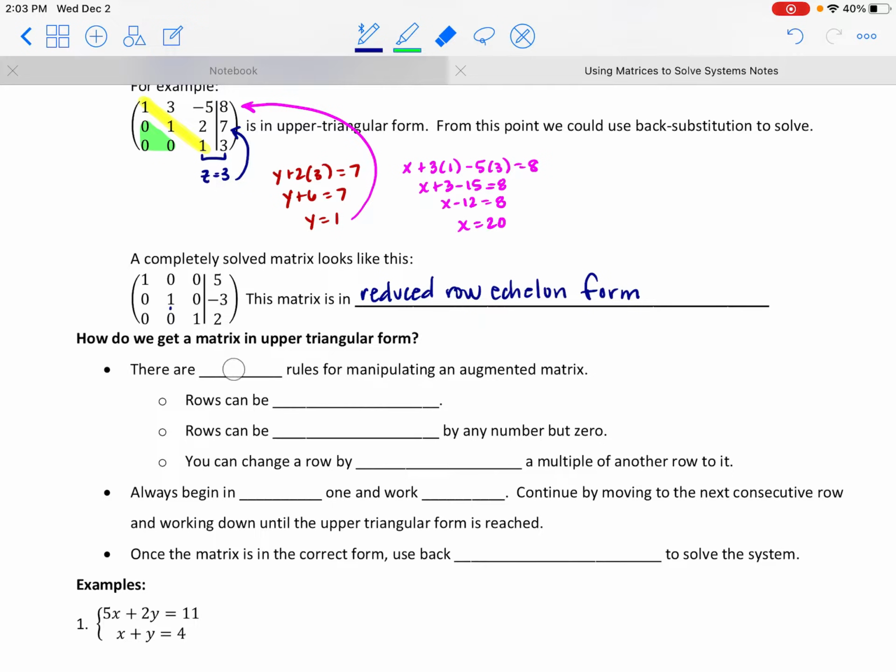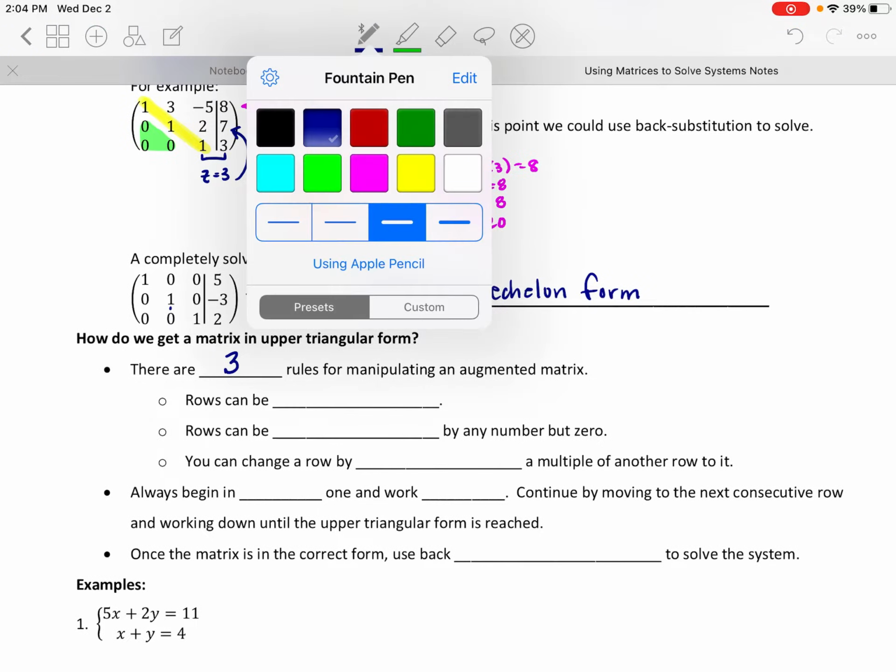So there are 3 rules. If we're going to solve a system in a matrix, there are 3 ways to take your augmented matrix and change it so that we get it into that upper triangular form so we can use back substitution to solve. Now the 3 rules are the same 3 things that we are allowed to do with elimination. So let me, I'll give you one at a time.